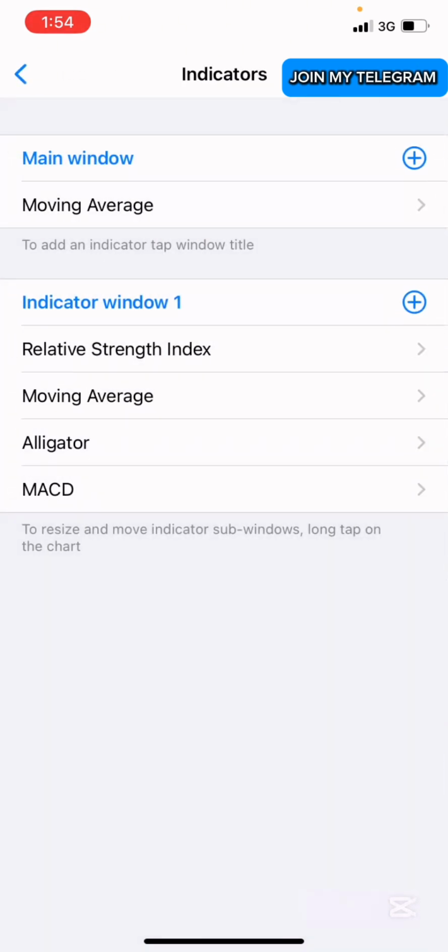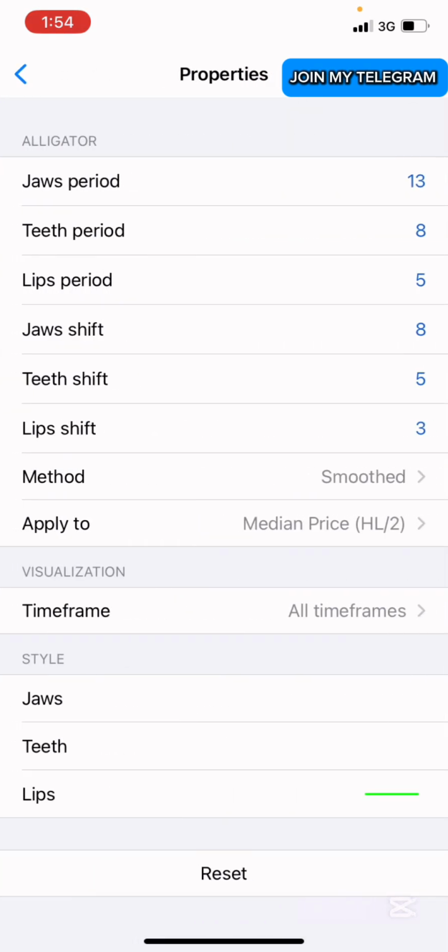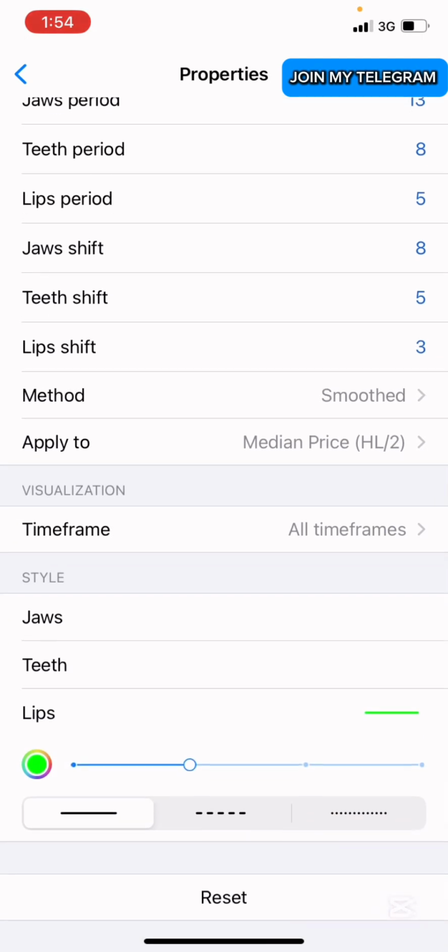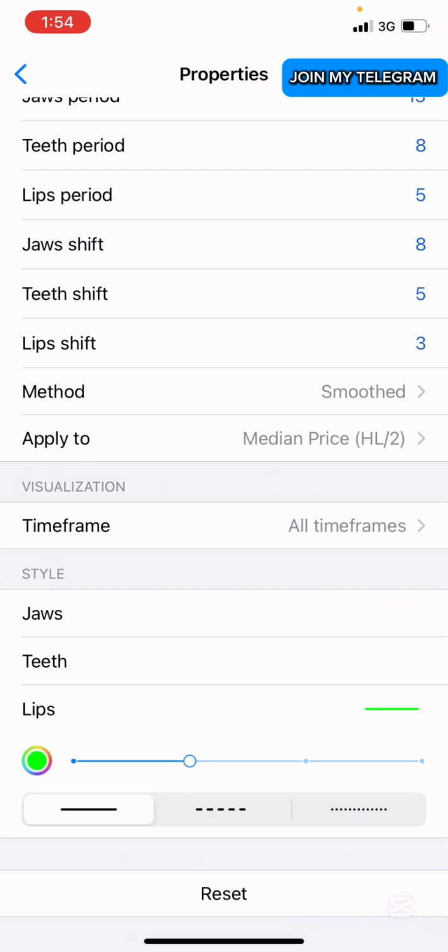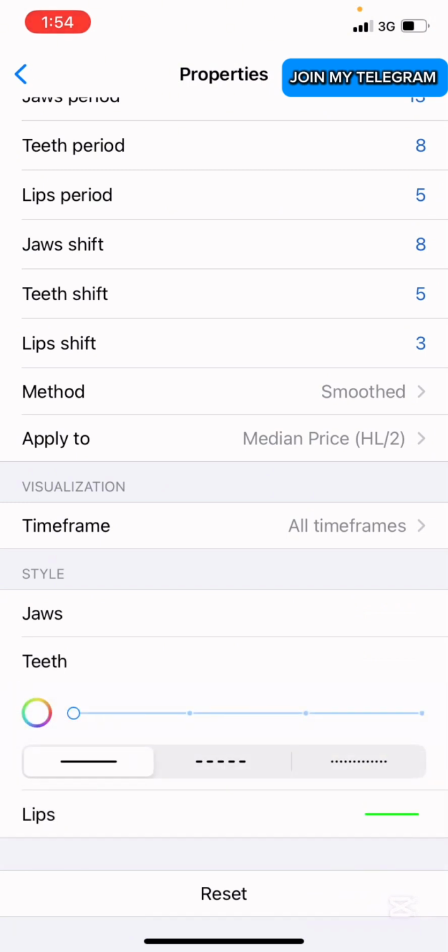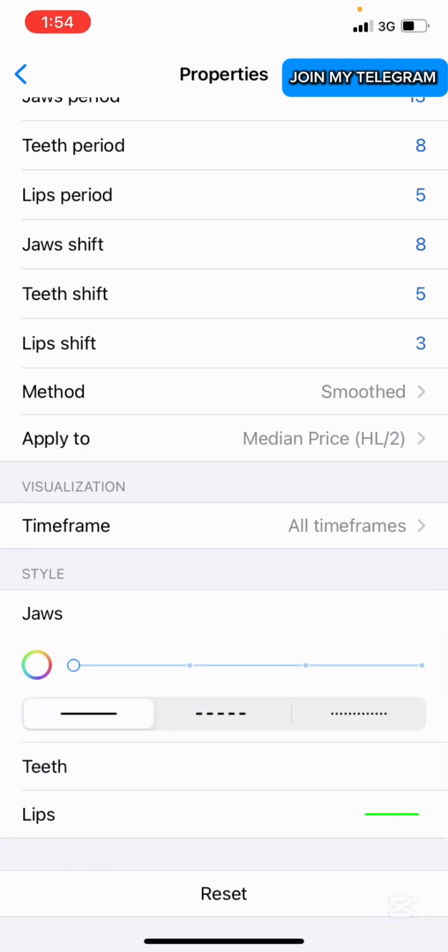Then you put on the next indicator, which is the Alligator, right? That's going to be under the moving average. These are the parameters. You want to make sure that you set the jaws period to 13, teeth period to 8, lips period 5, just as you can see right here. The method is going to be smoothed. All right, then you apply to median price. Then the lips style is going to be green with 2 pixels with this straight line pattern. The teeth is going to be the color of your screen, which is white. The jaws is going to be white as well, on 1 pixel.